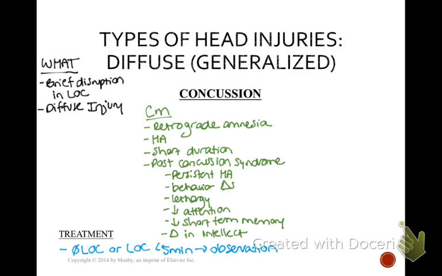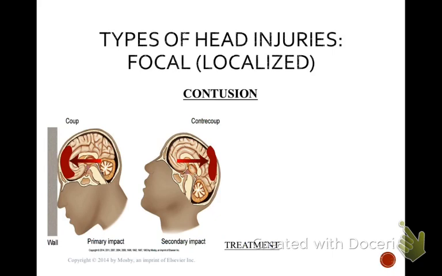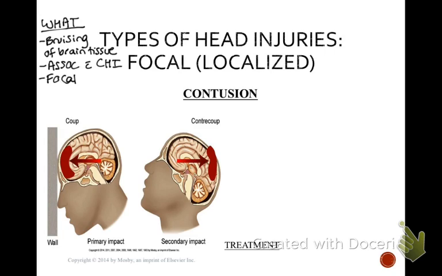All right, so that was a diffuse injury, right? Or it could be focal, like a contusion. So concussion, diffuse; contusion, focal. So what is it? It is a bruising of the brain tissue in a specific spot, and it's typically associated with a closed head injury. Like I said, it's focal.